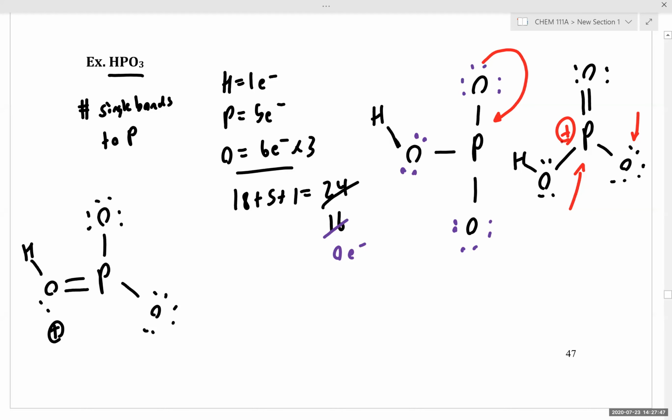Plus 1, exactly right. We have 5 minus 4, which gives us plus 1. The formal charge of this oxygen is minus 1. So to minimize formal charges, what should we do? Add a bond. Add a bond from minus to plus.